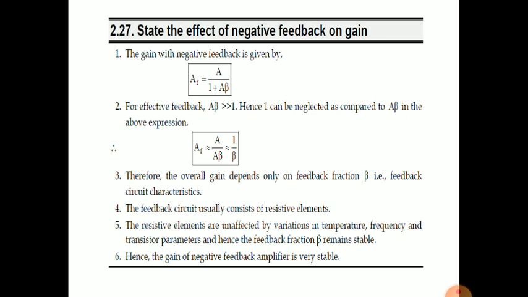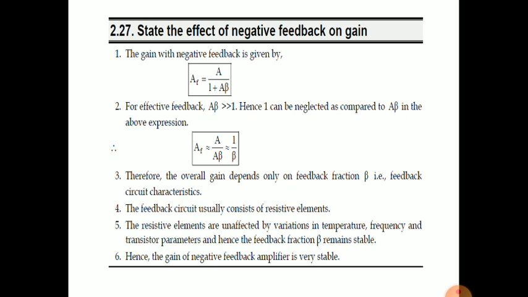So observe this equation. Gain with feedback, AF, is equal to 1 by the feedback ratio. So gain with feedback does not depend on the original gain. It is independent of the term A. Therefore the overall gain depends only on the feedback fraction beta, that is only on the feedback circuit characteristics.